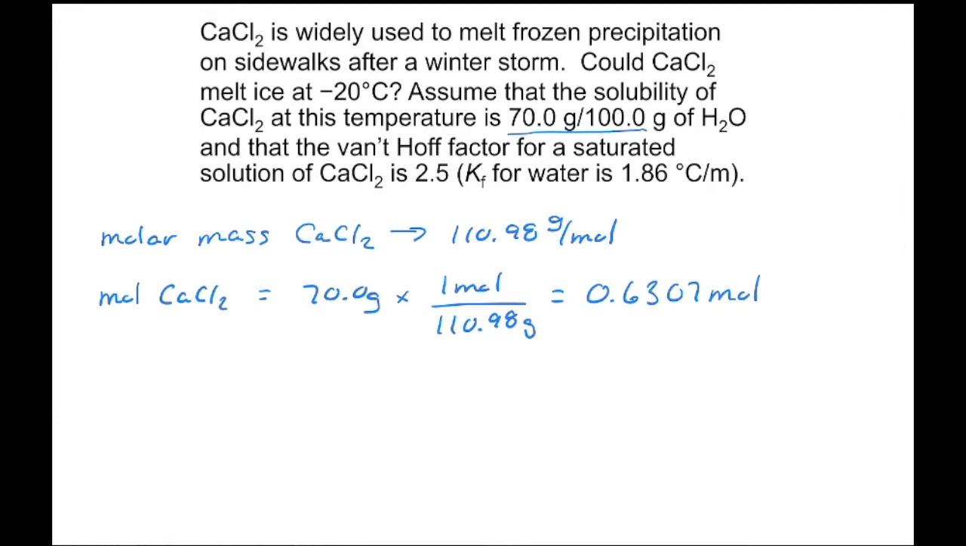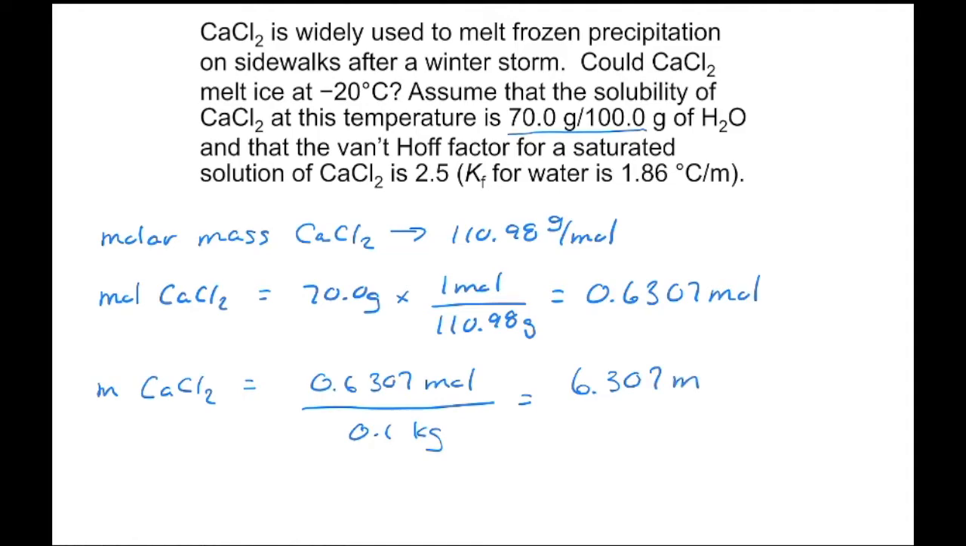Now we need to figure out molality. So remember, molality being the moles of solute over the kilograms of solvent. We have 100 grams of water, which is the same as 0.1 kilograms. So we can easily figure out the molality of calcium chloride being 0.6307 moles per 0.1 kilograms, and that's going to give us 6.307 molal.